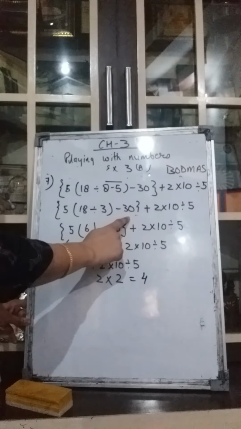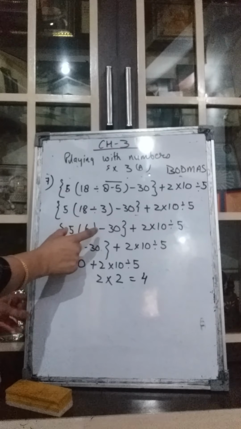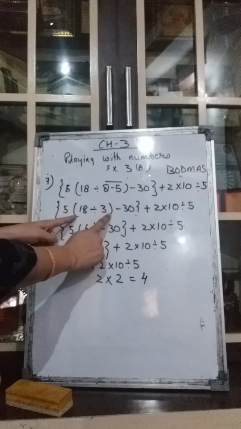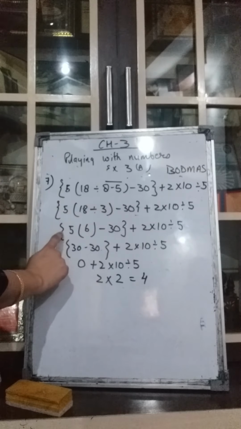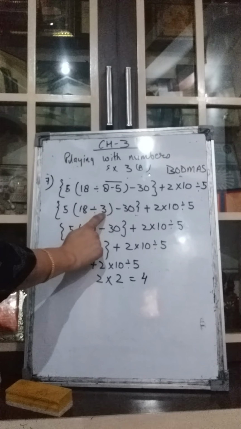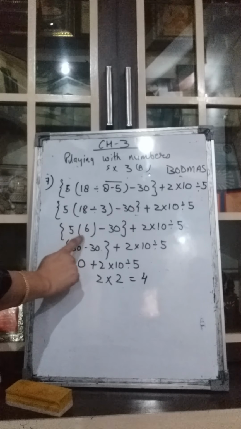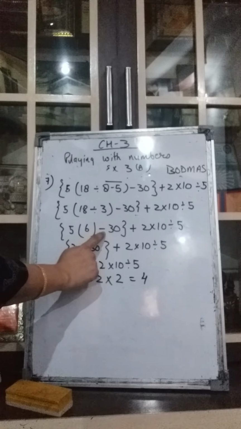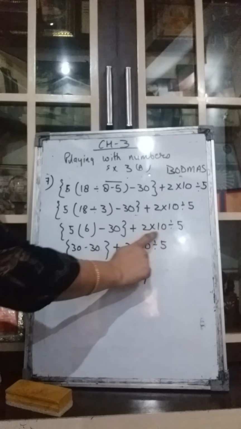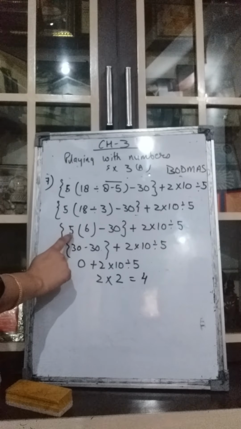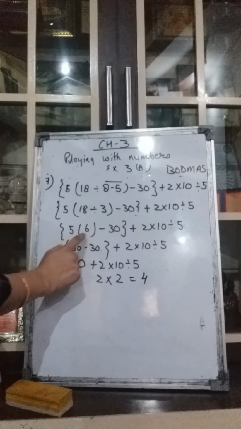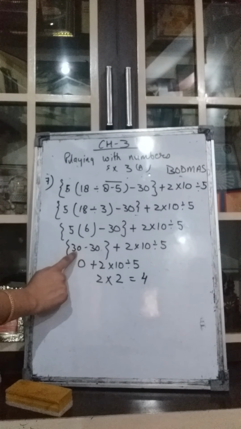We are not solving it first. Now you know that the inner bracket is this one. So let's solve the inner bracket. So it will be 5 into 18 divided by 3 gives you 6. 5 into 6. Minus 30, rest as it is. We are not solving it. So now here we will solve this first. 5 into 6. So it gives you 30.